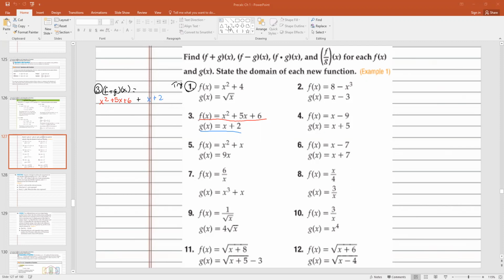All right, you're probably thinking, what can we do next? Combine like terms. You want to simplify as much as possible. So we have 1x squared and nothing to combine it with. So we just have x squared. Here we have a 5x plus x. So 5x plus 1x is 6x. Plus 6x. And then we have our constants. 6 plus 2 is going to give us 8. And there you go. That's it. That's all we can do.